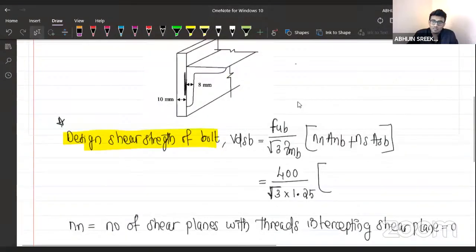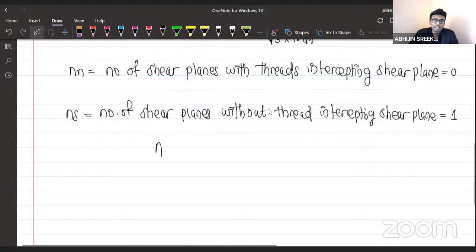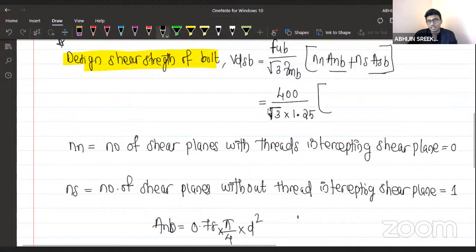And there we are given Anb and Asb. What is Anb? We need to remember this. Anb here is the net shear area of the bolt, or we can consider it as 0.78 times the gross area of the bolt, or shank area of the bolt, pi by 4 into d square. That is Anb. And Asb, that is the shank area, we can consider as pi by 4 into d square. So this is the area of the shank.